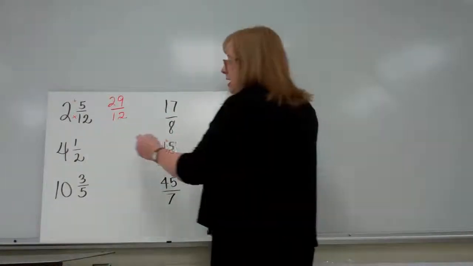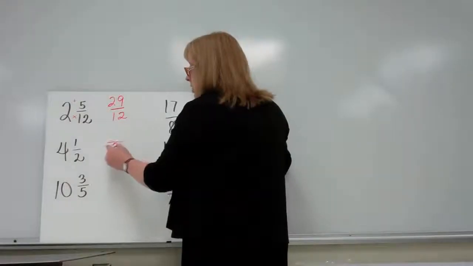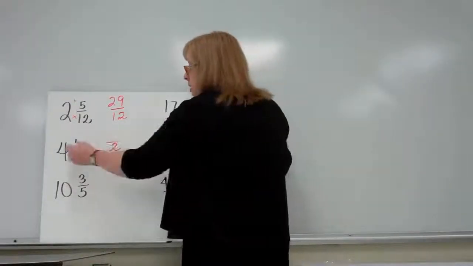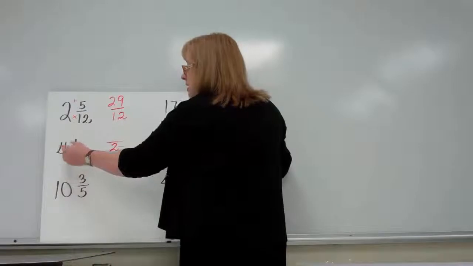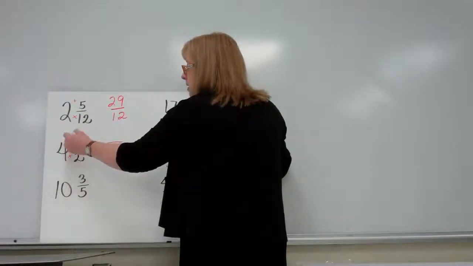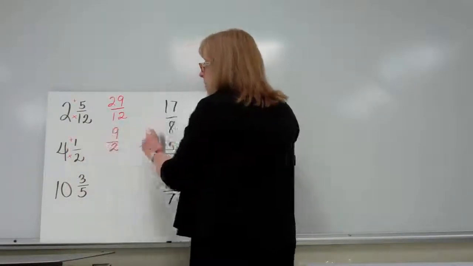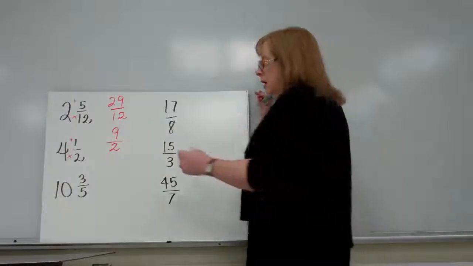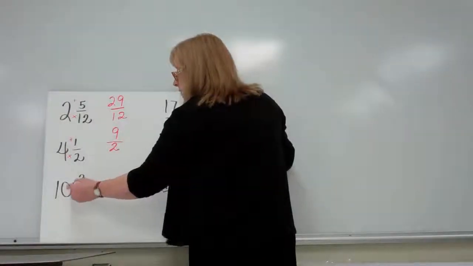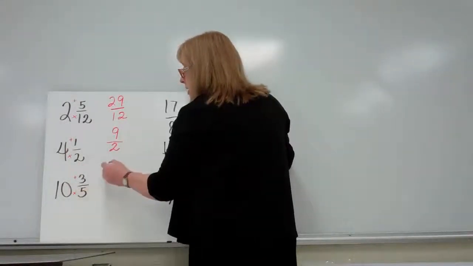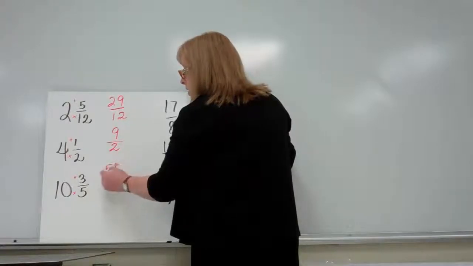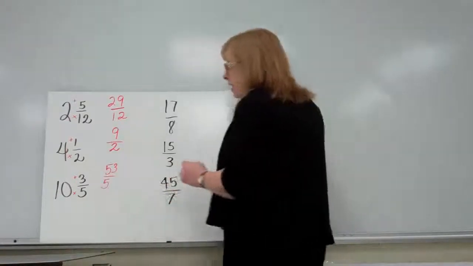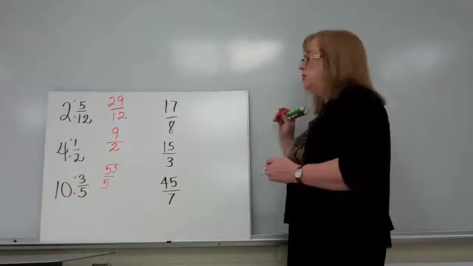And we can do the same again here. We're going to have the same denominator. 2 times here, 4 times 2 is 8, plus 1, 9 over 2. And 10 times 5, 50, plus 3, 53 over 5. Again, you should have done this. This should be a review.